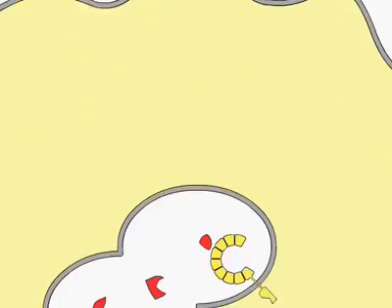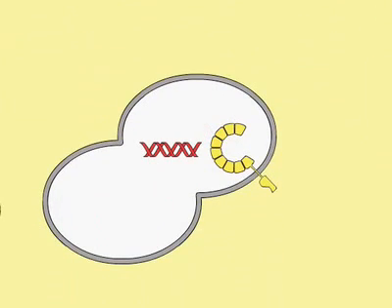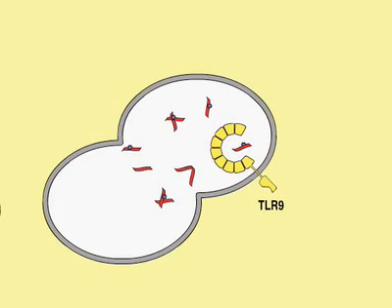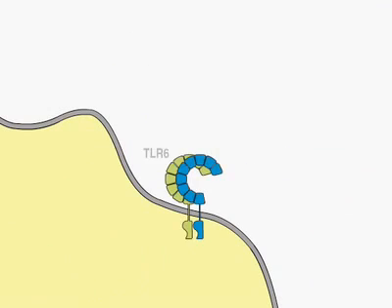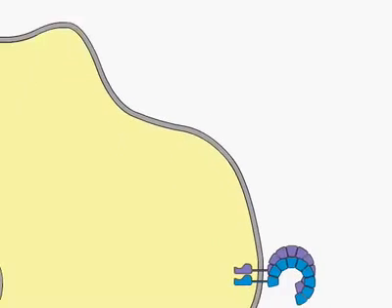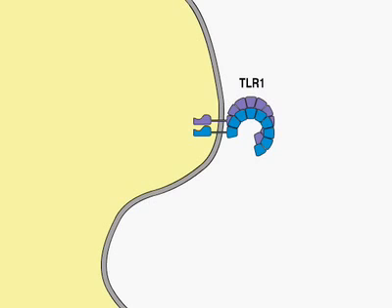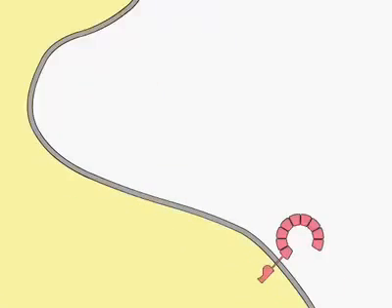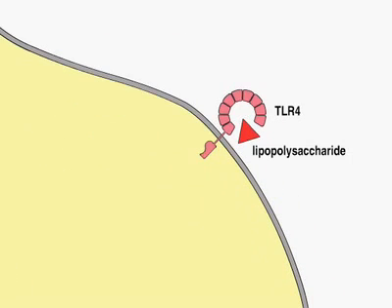Bacterial genomes contain methylated CpG oligonucleotide motifs, which are recognized by TLR9 once the genome has been degraded in the lysosome. TLR6 and TLR2 are a dimer that recognize diacyl lipopeptides. TLR1 and TLR2 are a dimer that recognize triacyl lipopeptides, and TLR4 recognizes lipopolysaccharide, LPS, a component of gram-negative bacteria.